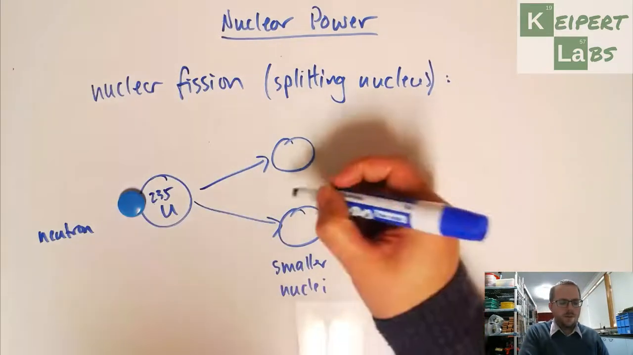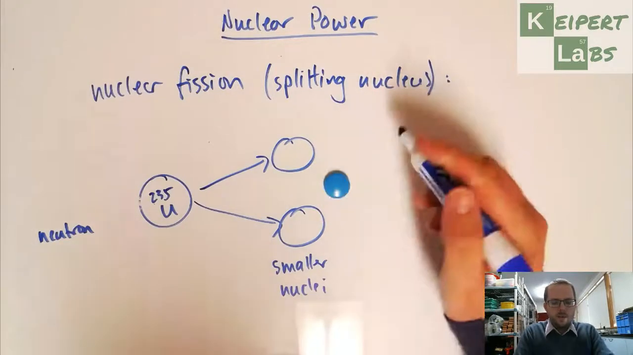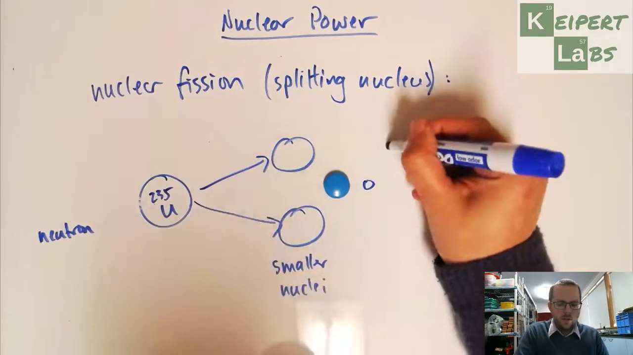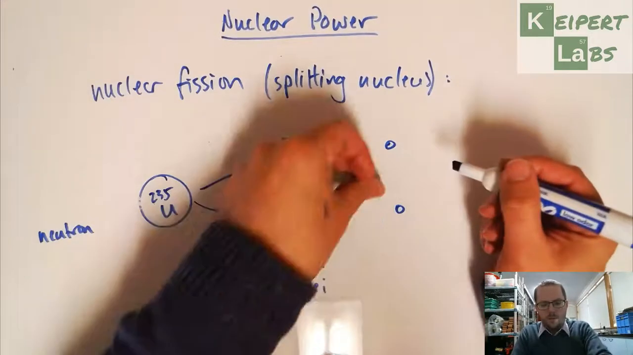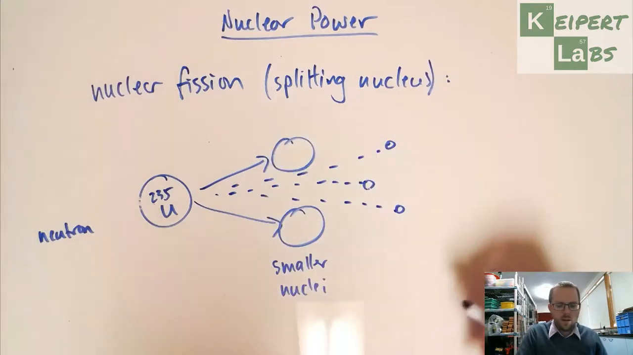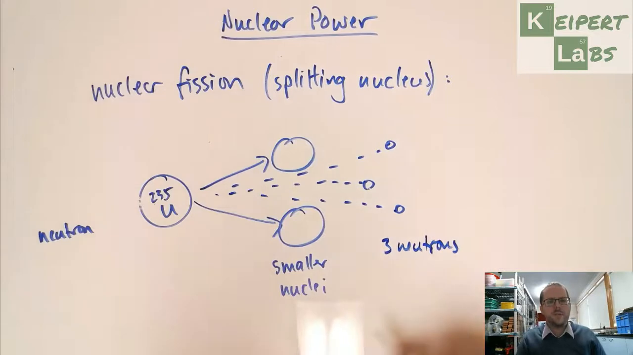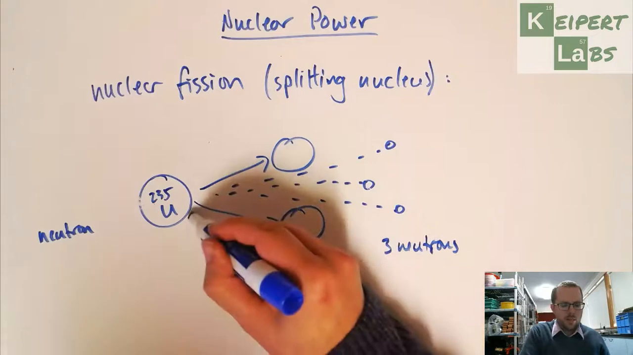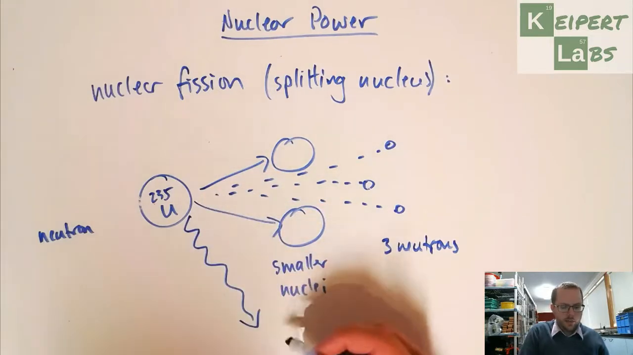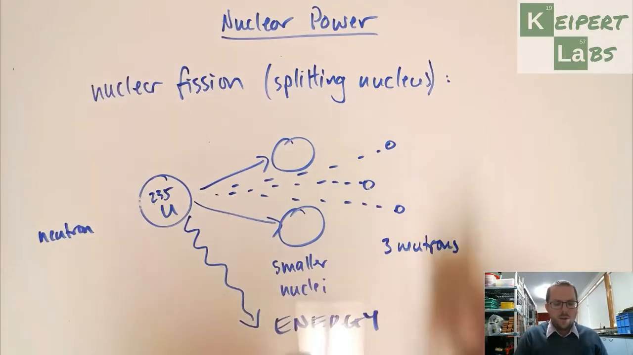And what they also give off is more neutrons. So I don't have 3 blue buttons, but you can imagine. In this process, we're splitting off 3 neutrons. And then also what we're doing is we're giving off an intense amount of energy. I realize that's not actually very visible for you. Sorry about that.